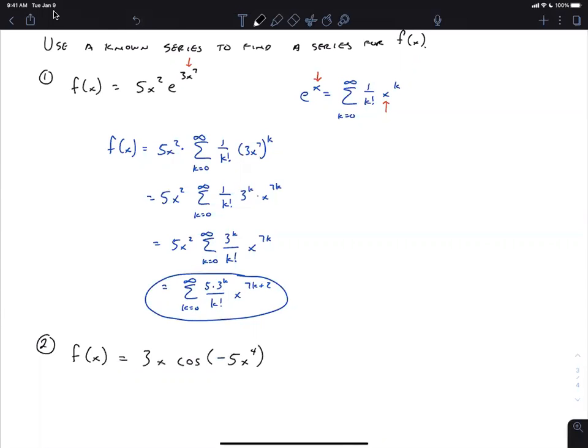I'll go ahead and write the cosine series that we know. So cosine x is the sum k equals 0 to infinity of negative 1 to the k over 2k factorial x to the 2k.